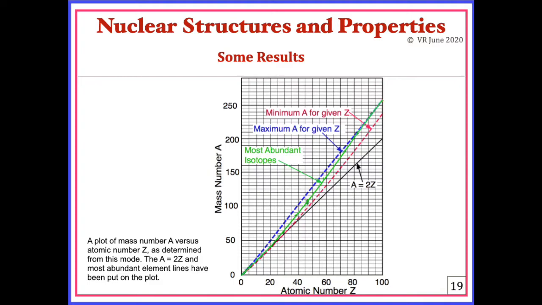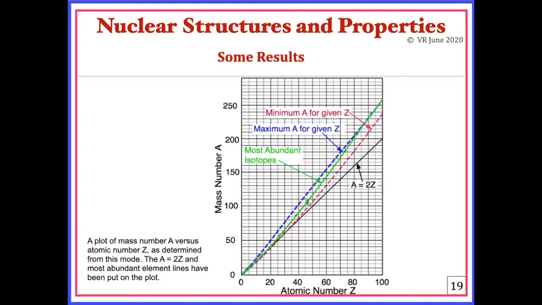This slide summarizes the results of the model as it has so far been presented. It has been extended up to atomic number 100. According to the rules of binding, the blue dotted line represents the maximum atomic weight A for a given atomic number Z. The red dotted line represents the minimum atomic weight for a given atomic number. For atomic numbers below 50, those lines represent the limits of stable and quasi-stable nuclei, where quasi-stable means those with a half-life of greater than a few seconds.